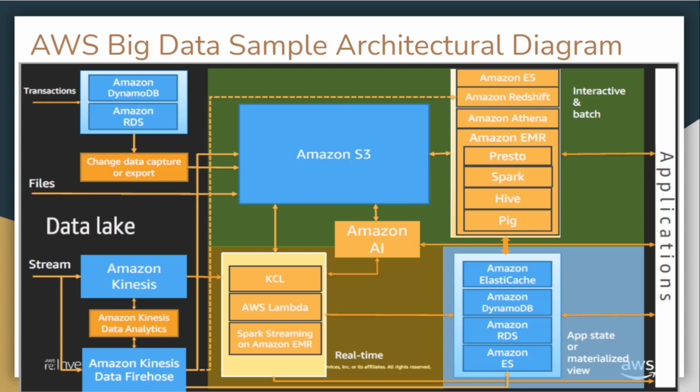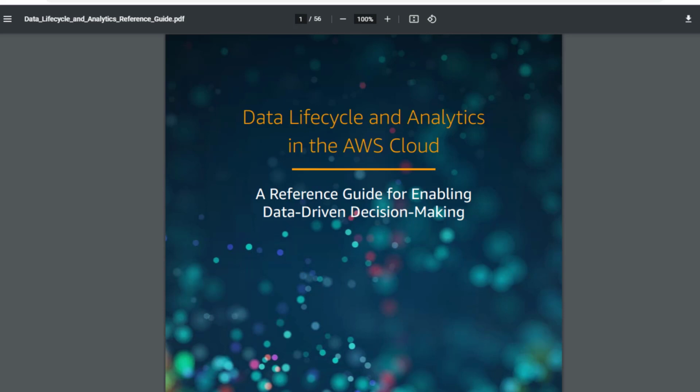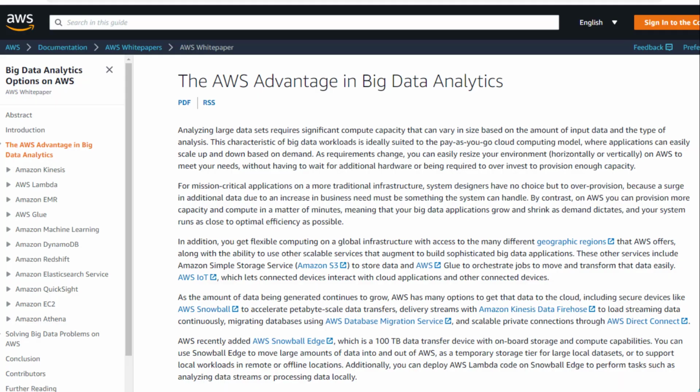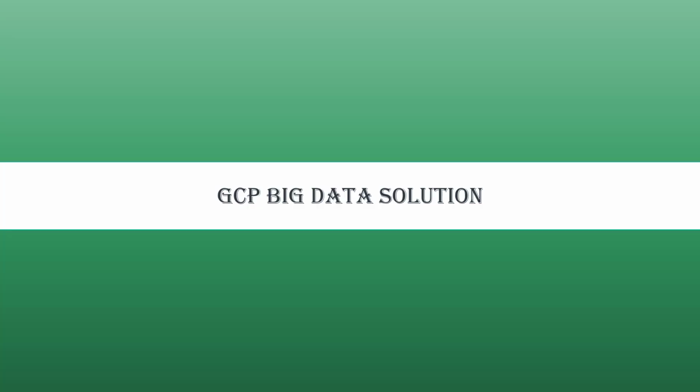There are so many documents and reference architectures in the AWS Architecture Center, so I only recommend you read the Data Lifecycle and Analytics Reference Guide and the Big Data Analytics Options on AWS white paper to get familiar with the big data solutions from AWS. If you have more time, then you can go through the details of each AWS service in the big data solution.